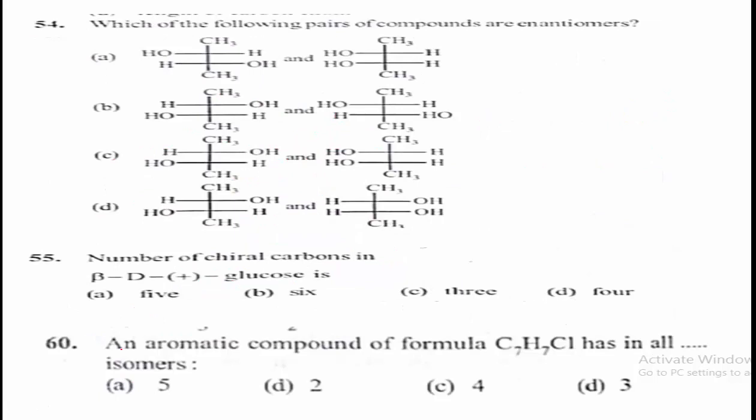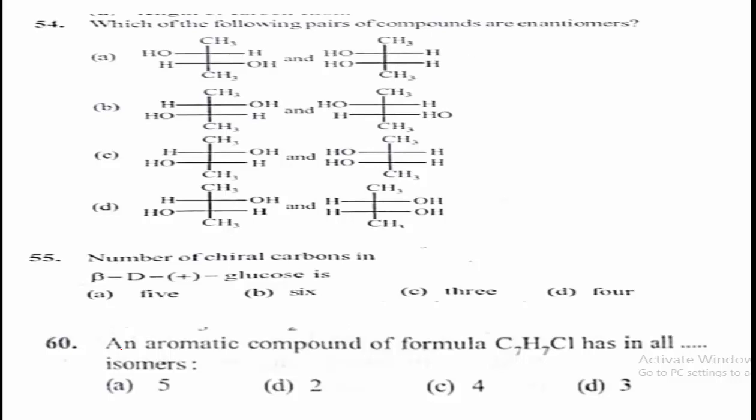Next question number 54, students. Which of the following pairs of compounds are enantiomers? Yes, very important. This type of question is usually observed in the DAEE as well as NEET level examinations. So carefully observe the given options. What is the question? Which of the following pairs of compounds are enantiomers?